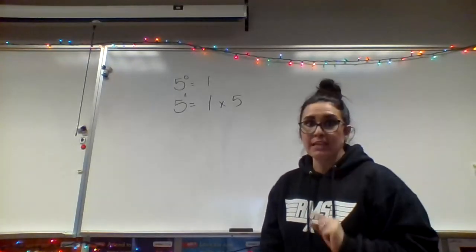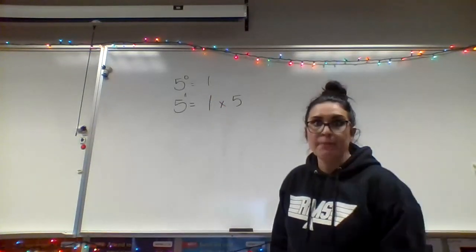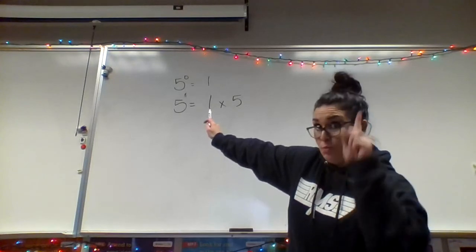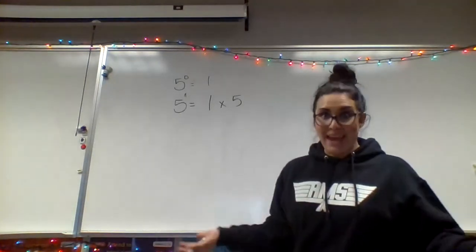Okay, so here are 2 big exponent rules, patterns, whatever you want to call them, okay? If your exponent is 0, the answer is always, always, always 1. If your exponent is the numero 1, then whatever your base is, that's the answer. All right, my friends.